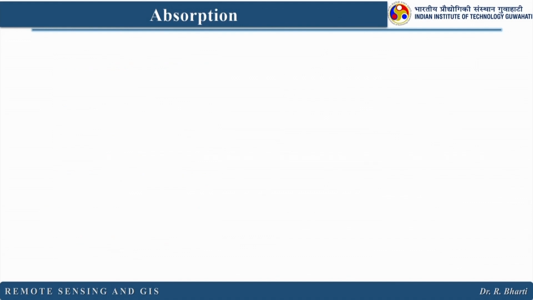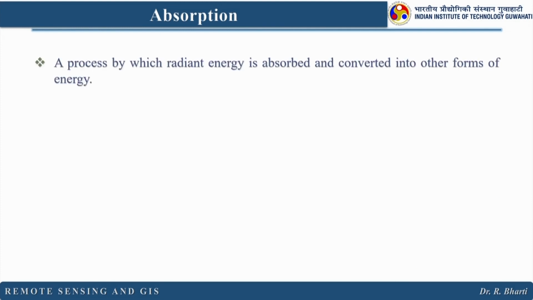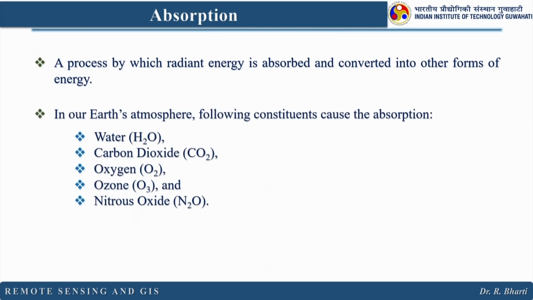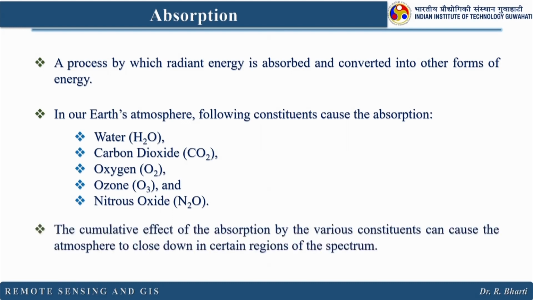Now, the next one, if you remember, scattering and absorption are modifying our radiation in the atmosphere. So, absorption is also an important parameter to simulate or to remove the effects of atmosphere from our remotely sensed images. It is a process by which radiant energy is absorbed and converted into other forms of energy. In our Earth's atmosphere, the following constituents can cause absorption: water, carbon dioxide, oxygen, ozone and nitrous oxides.